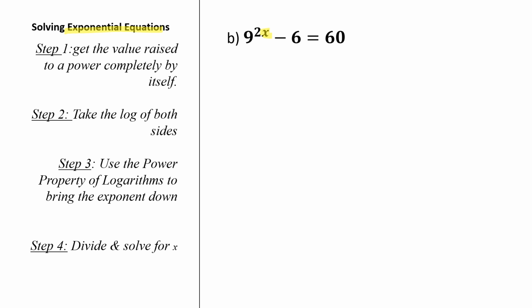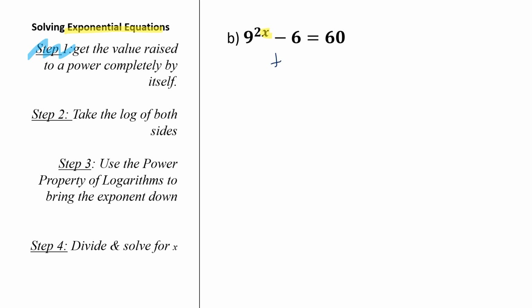These steps are all the same, so you shouldn't have to rewrite the steps down. Step 1, we do get to actually do this one. So this problem, my 9 to the power of 2x is not by itself. I have this minus 6 there, and so I need to move that minus 6 first before I can go ahead and take the log of both sides.